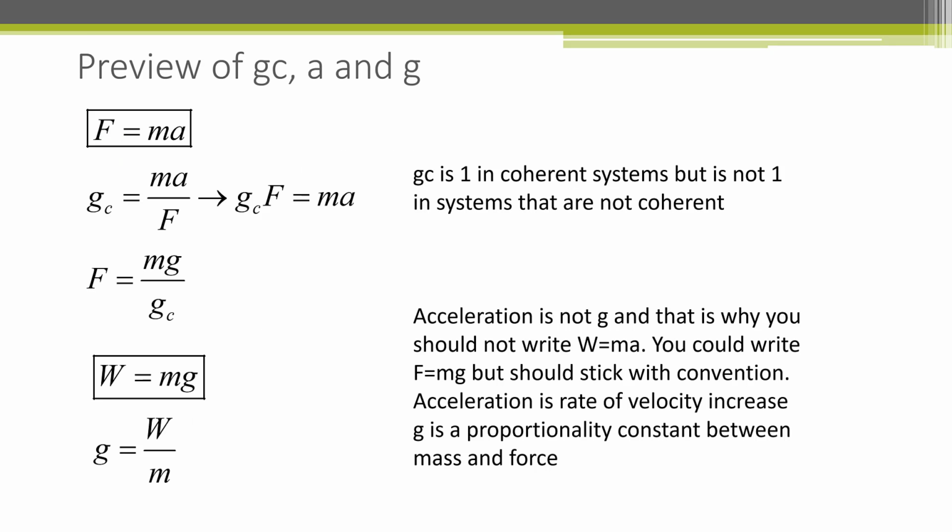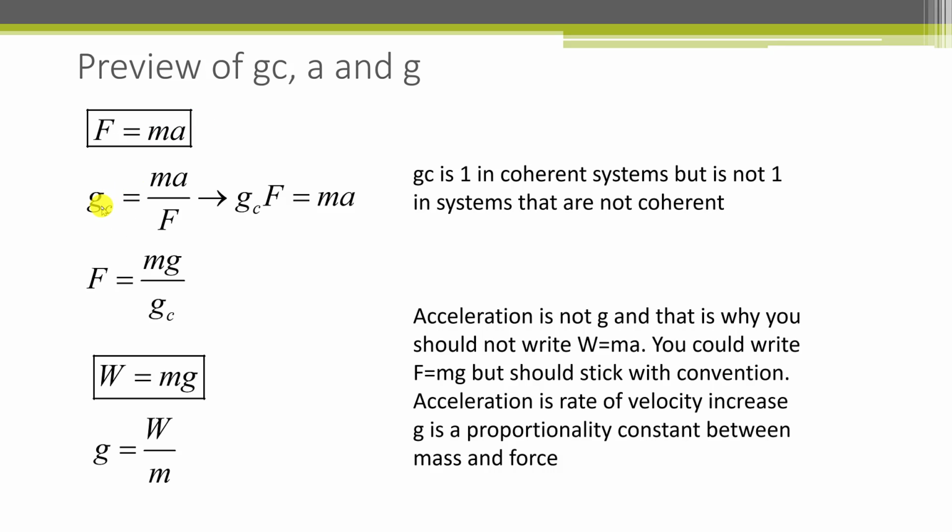Here we are going to examine g sub c, a, and g in more detail. The two formulas to know are F equals ma. That's the generalized second law of Newton. It works anywhere in the universe. But for Earth, we use W equals mg, where W is weight, which is a force, is equal to the mass times the gravitational constant. In the USCS, this is 32.2 feet per second squared.